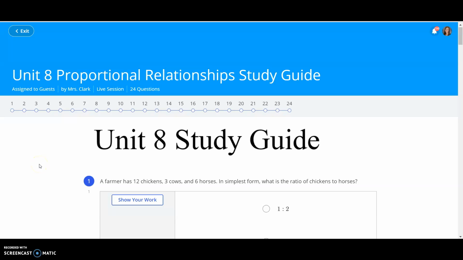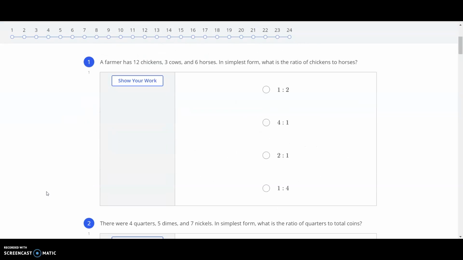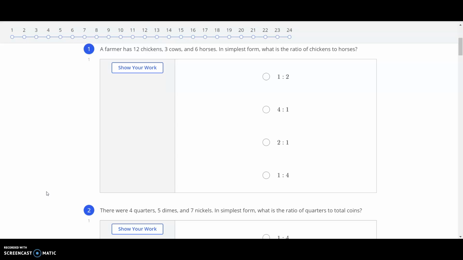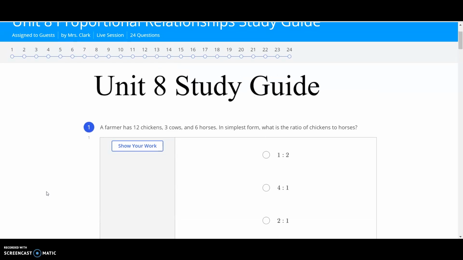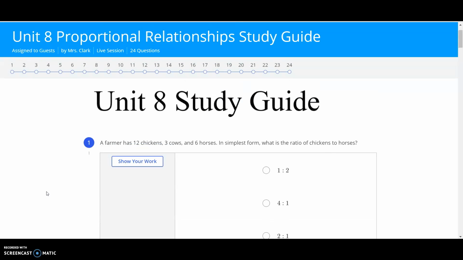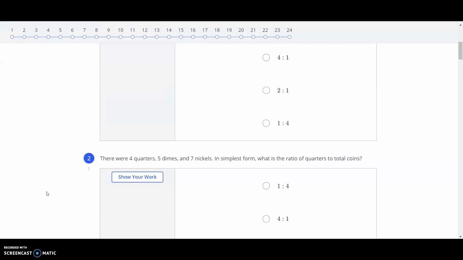So please make sure you get your study guide done. It's 24 questions. What you see here on your study guide is what you're going to see on your test. They're the exact same thing, just different numbers, different types of graphs, but overall it's the same idea. If you really are not sure how to do a certain problem, please send me a Canvas message, and that way I can write on top of your screen and help you out with whatever question you have.